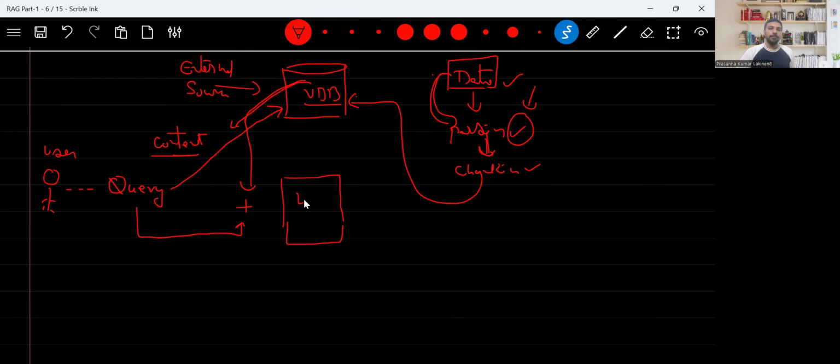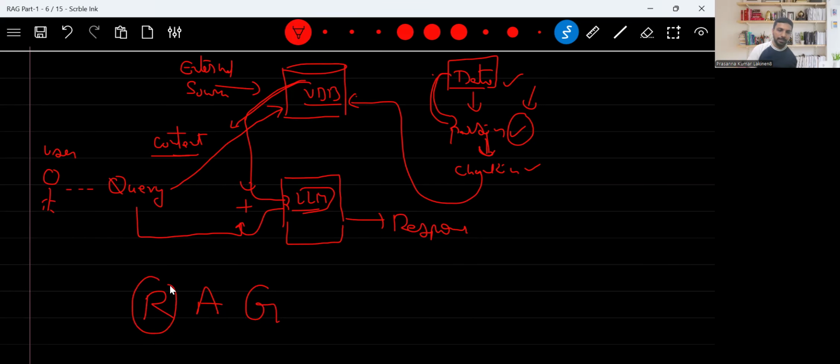This LLM will process the external information, take the query, do the process, and give you the response. This is the architecture of RAG. So here, where is retrieval, where is augmentation, where is generation?